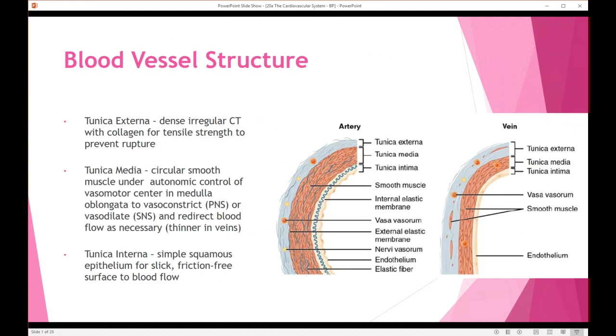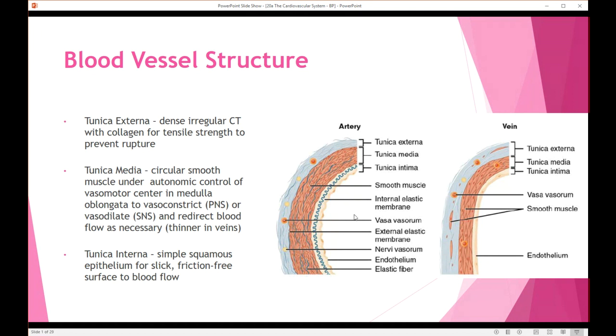The tunica media is circular smooth muscle. It's under our autonomic control of the nervous system. So we can vasoconstrict with our parasympathetic nervous system, or we can vasodilate with the sympathetic nervous system, and then we can redirect the flow as necessary. You'll see that in the veins, it is thinner.